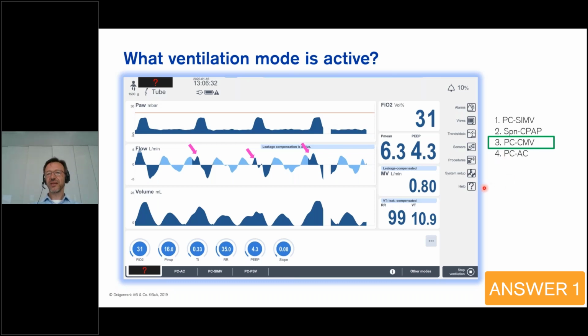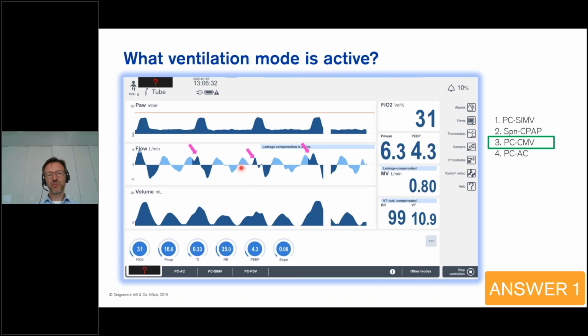The remaining are then pressure-controlled CMV or pressure-controlled SIMV. The difference between these two choices is simply that the SIMV is triggered, is synchronized, and the CMV is unsynchronized. If we look now at these arrows here, we see that here an inspiration has started, and here the patient is already at the end of an inspiration when the ventilator suddenly kicks in and gives an inspiration. So not well synchronized.